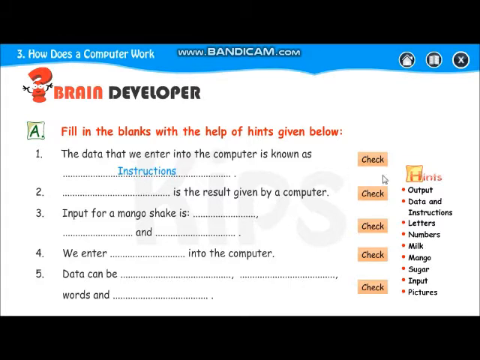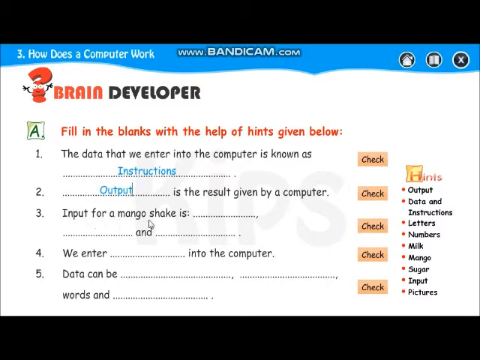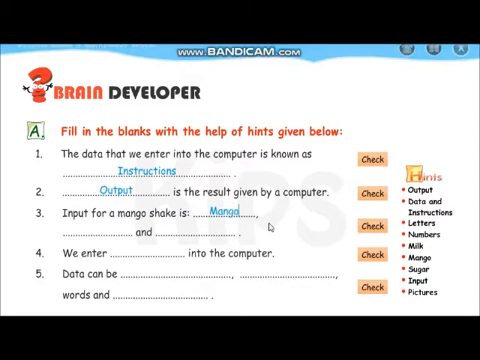You first write number 1 on the instructions and afterwards write it. Second, the dash is the result given by the computer. What do we call the result that a computer gives? That is your output. Input for mango shake. You all love mango shake? Yes, I also like mango shake. So the input for a mango shake is, of course, mango.